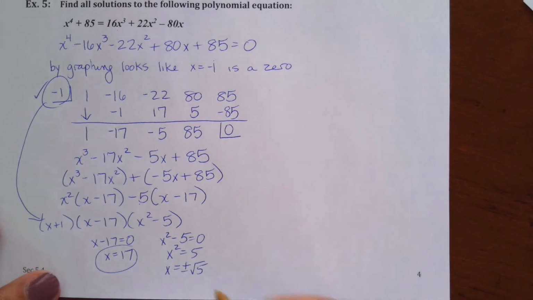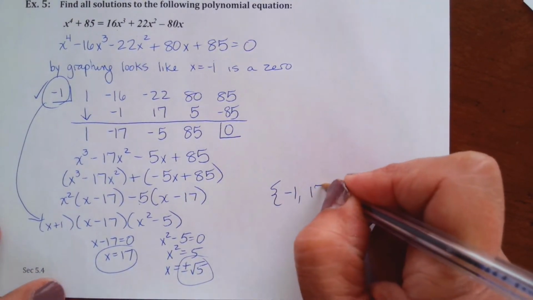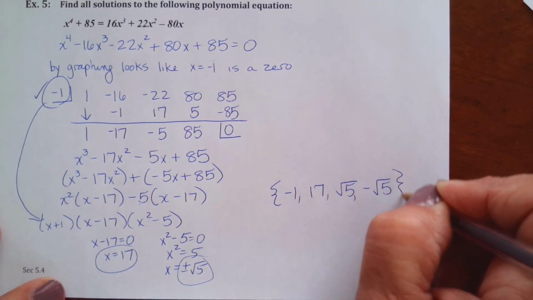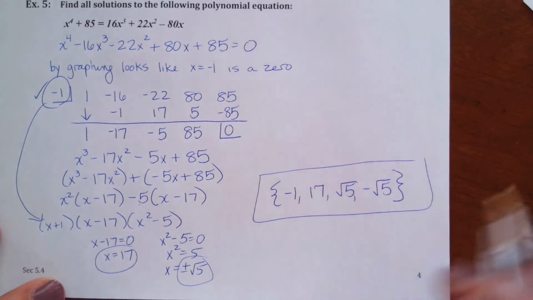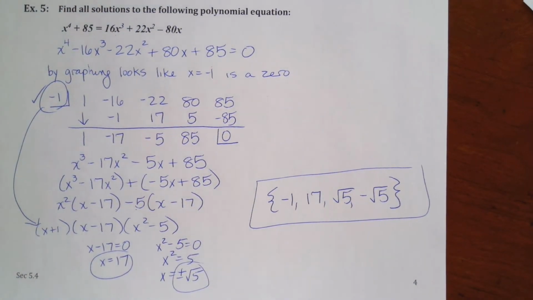Okay, so there's 2 more. So all your roots were -1, 17, square root of 5, negative square root of 5. So I ended up with 4. And remember, that's the total number I could get. So all of them were different.